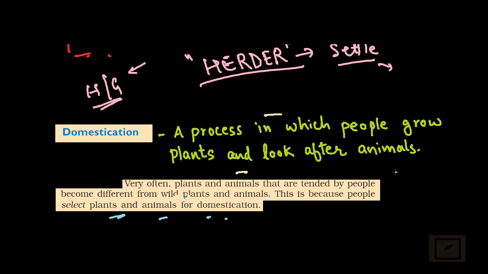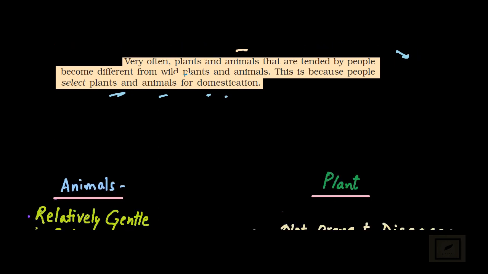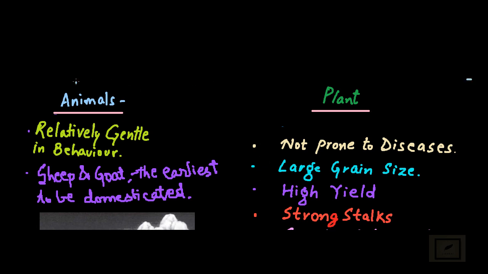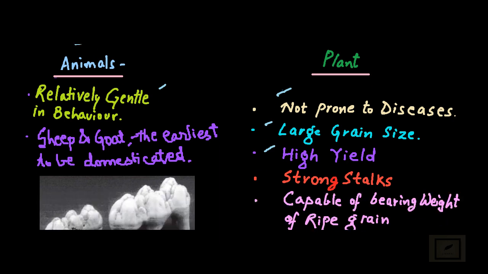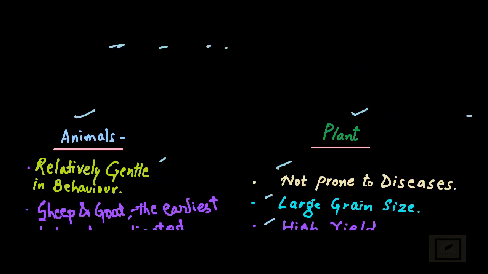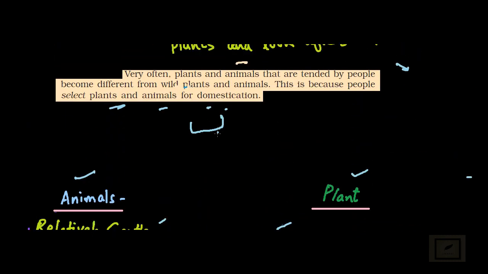It simply means that whatever plant or animal they have chosen to rear, they become different from the original variety of the plant, that is the mother plant. And that happens because they usually select the plant or the animal for special purposes. For example, they select those animals which are relatively gentle in behavior, and similarly they select those plants which are not prone to diseases, which are really large in grain size, which have a high yielding variety of seed. The stalks are very strong in nature and also capable of bearing the weight of the grain. These are the reasons which tend to make the original plant change to a new plant of the domestic variety.